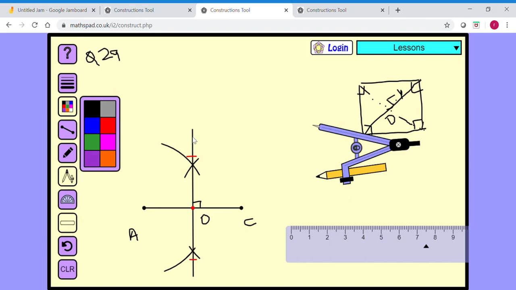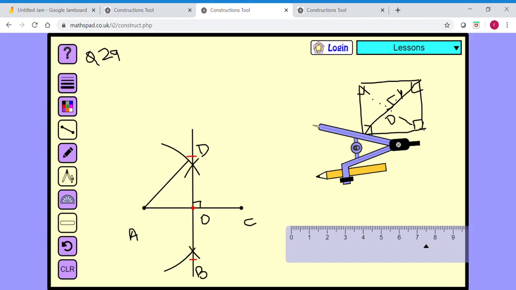This gives me my point D, and this gives me my point B, and I join them using a straight line. Perfect. I've joined AD, I've joined AB, I've joined BC, I've joined DC. So this is a square, all sides are equal, and all vertex angles are equal. Done. Let's move on to the next question.